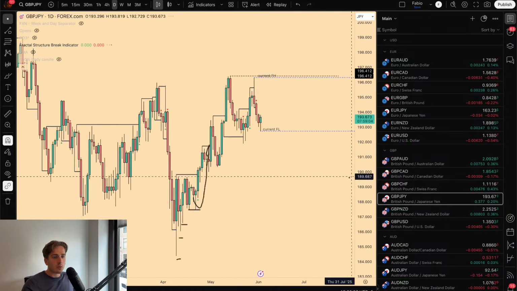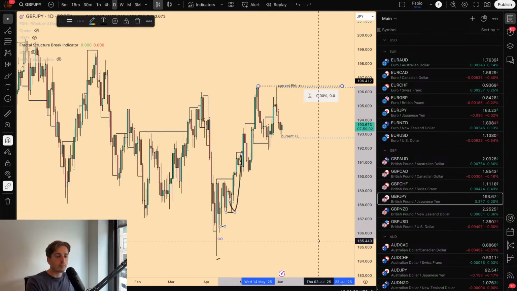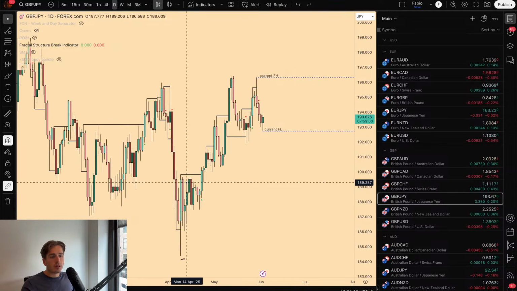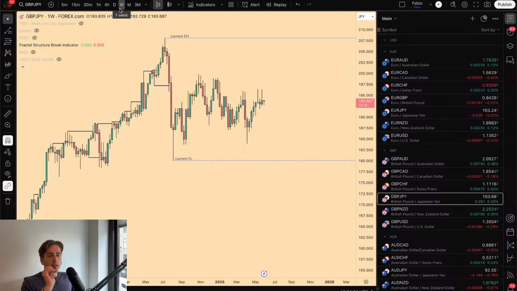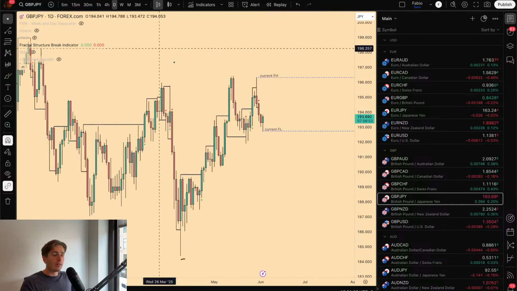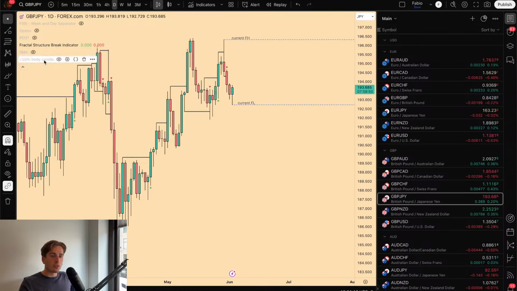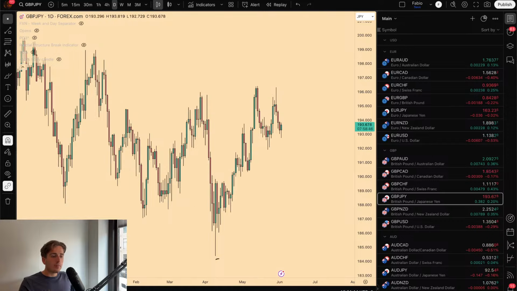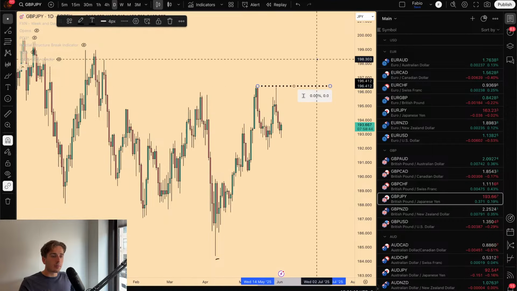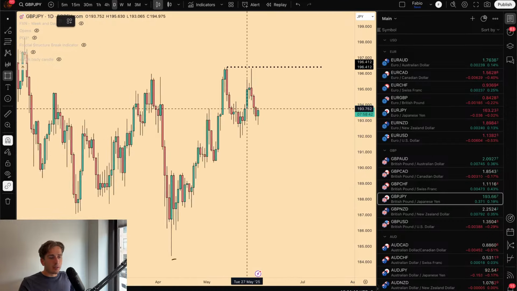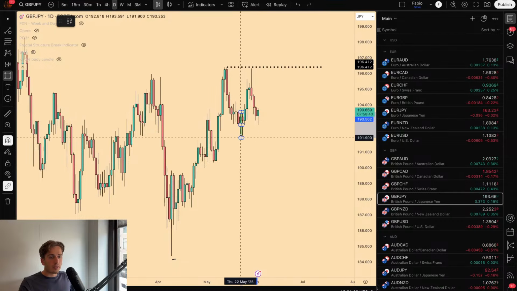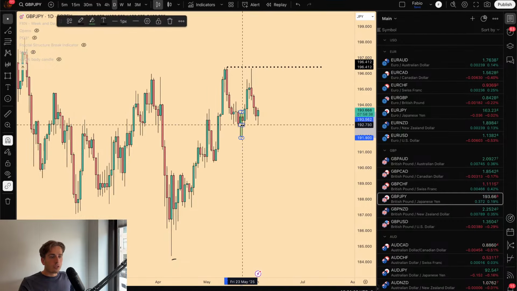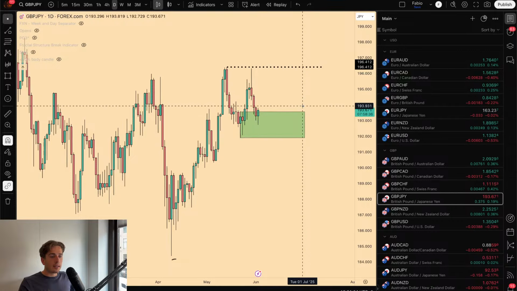What else? GJ is a nice buy as well to a certain extent. The only thing is that it's so choppy, man. What I have with GJ at the moment is, if I were to neglect the fractals, then I would say here we have a double top. Here we have a nice previous imbalance, which could be seen as a demand.